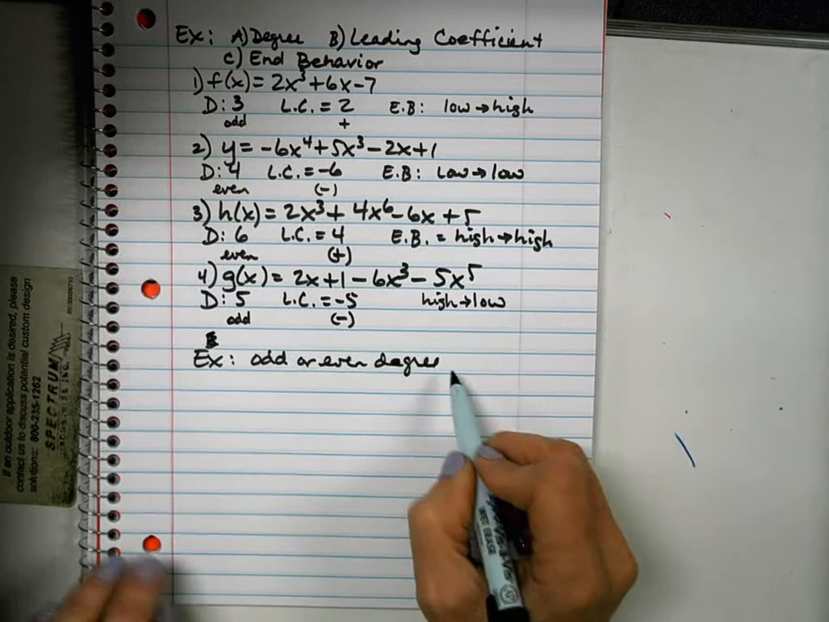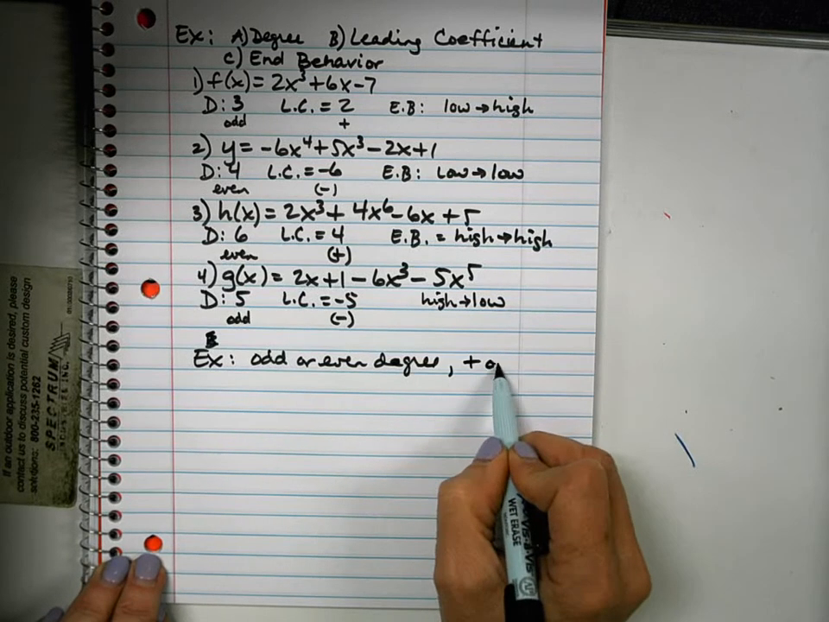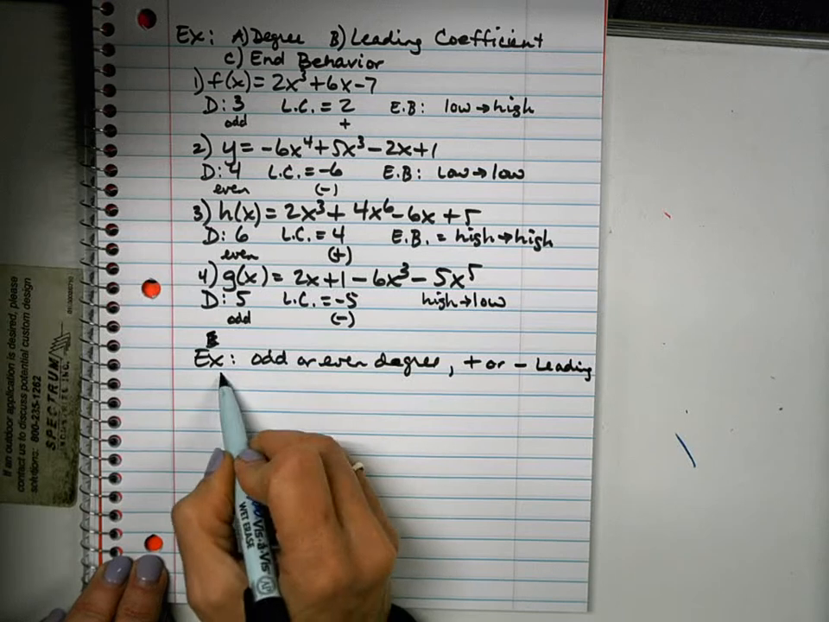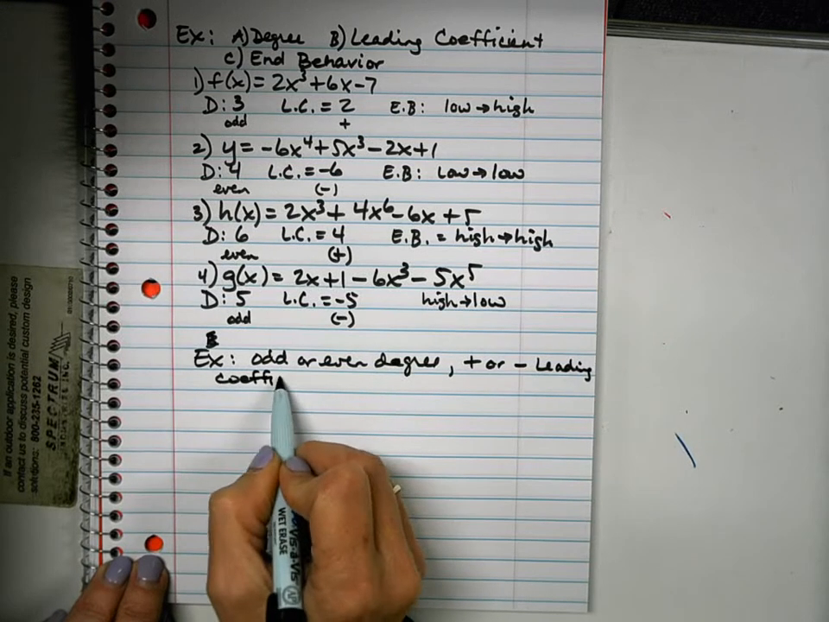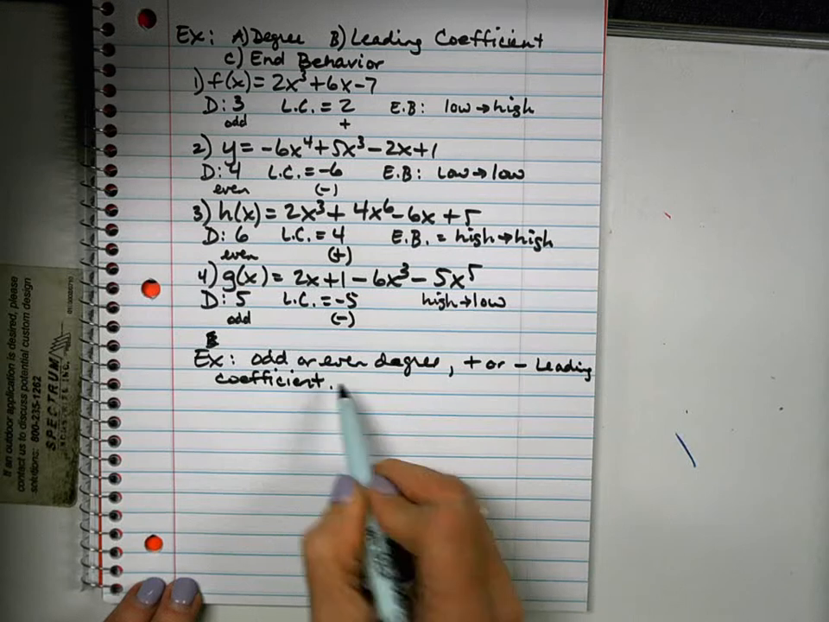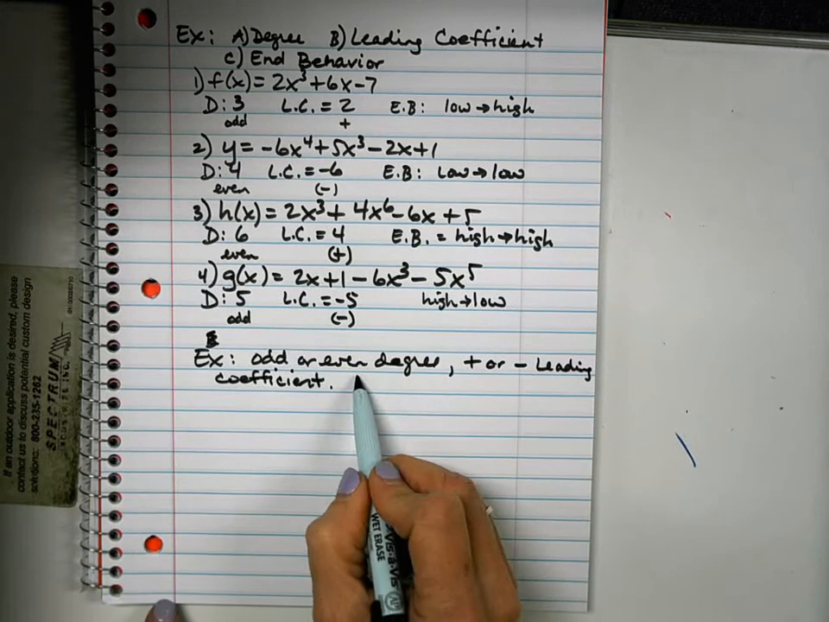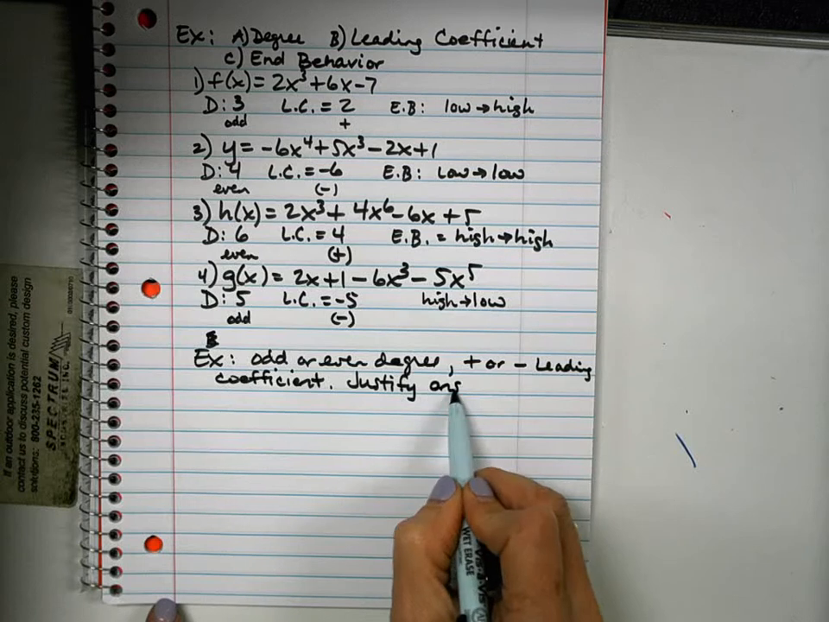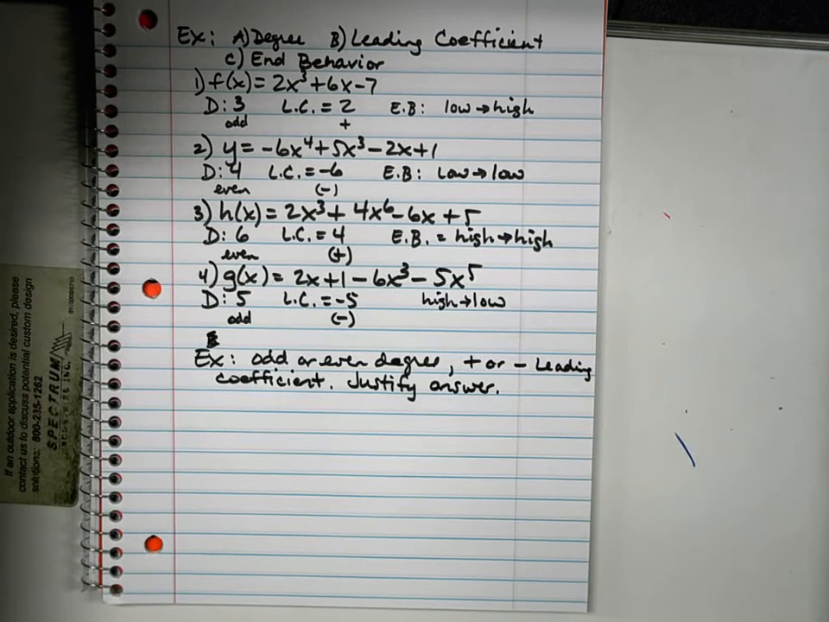You're going to tell me, does it have a positive or negative leading coefficient? And then it's going to ask you to justify your answer, which we'll do based on the end behavior. Okay, so we're going to use the end behavior, so we're going to kind of go backwards now. We know the graph. Tell me then what the degree and what the leading coefficient had to be.